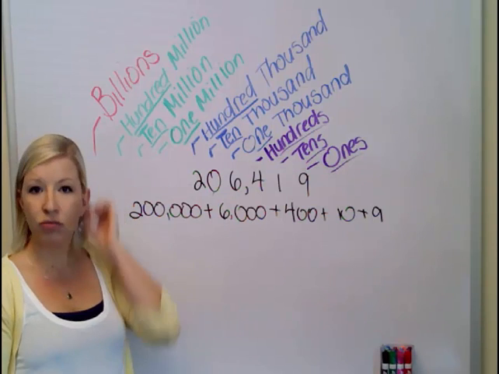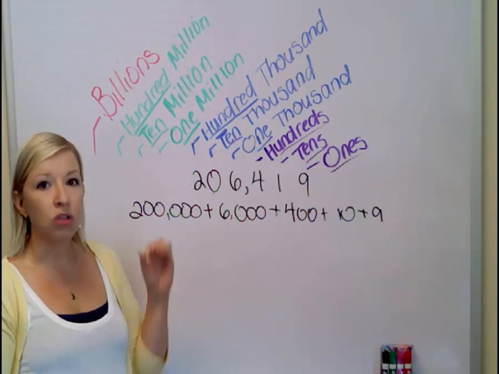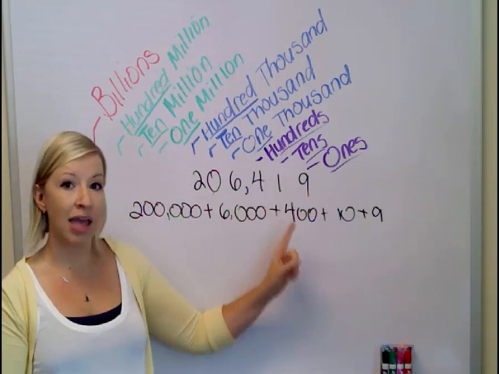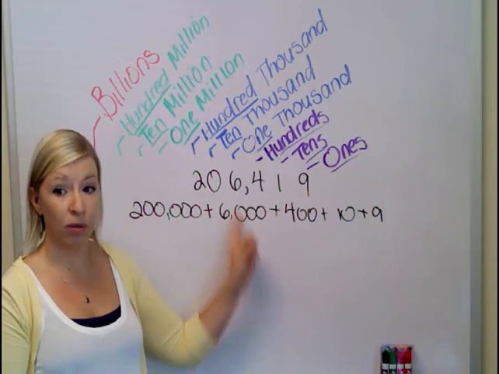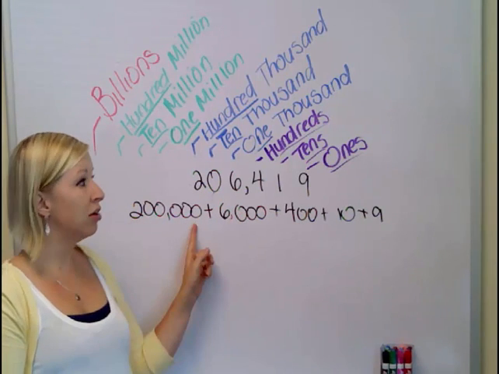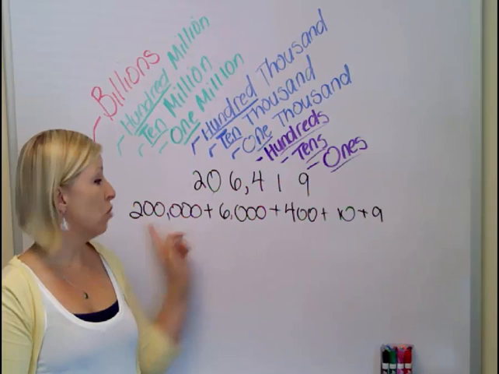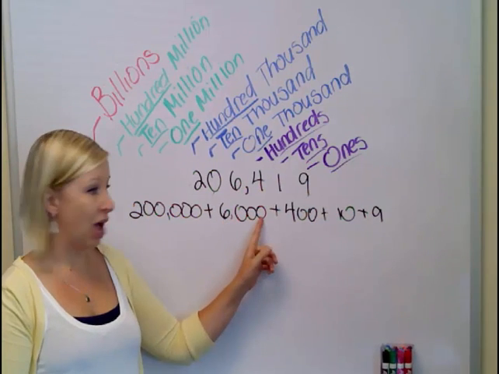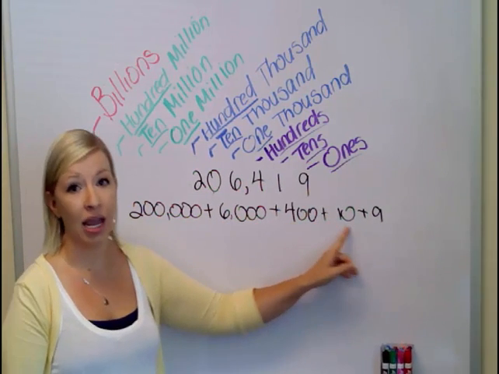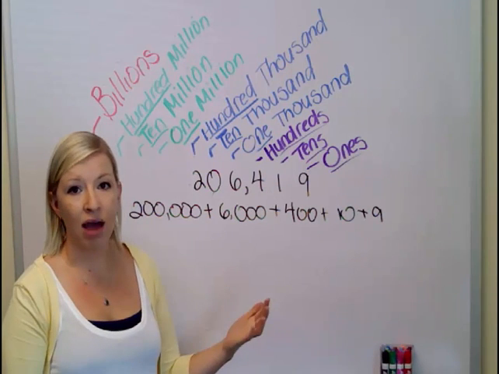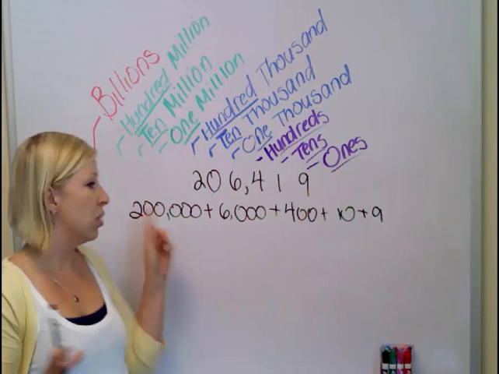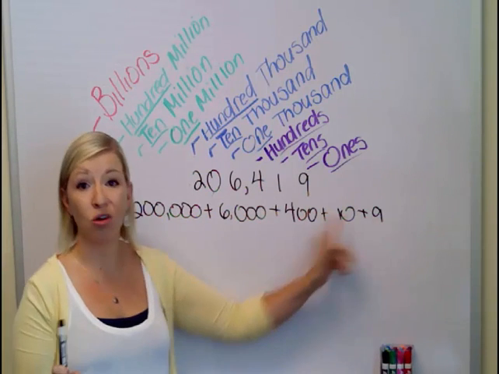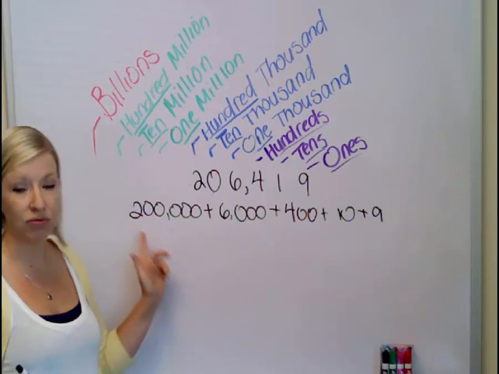So whenever you're writing expanded form, all you need to do is say the number slowly out loud and write down each digit, what it represents. 200,000, 206,419. That's how we write it out in expanded form. So expanded form is just showing each single place and how much each single place represents.